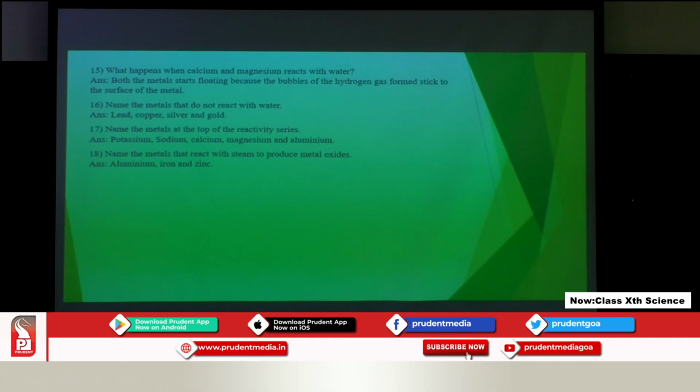Next, the metals that do not react with water are copper, silver, gold and lead. The metals at the top of the reactivity series we have seen are potassium, sodium, calcium, magnesium and aluminium. The metals that react with steam are aluminium, iron and zinc.